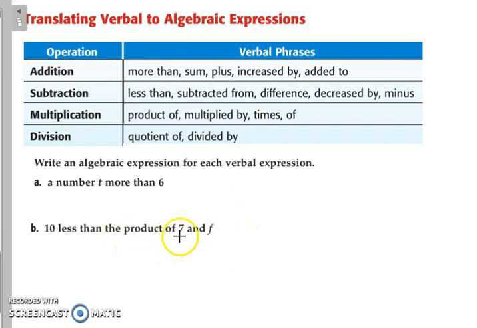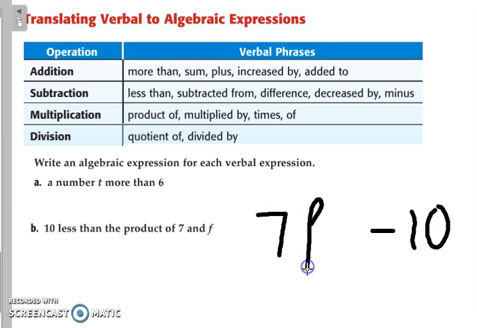10 less than the product of 7 and f. Okay, here's our variable, 7 and f. Here's what we need to be paying attention to, less than, remember that always goes at the end. So I'm going to put that at the end. Something, something, minus 10. 10 less than. Don't start with this. Don't write 10 minus the product of 7 and f. Product means multiplication. So I have 7f minus 10.